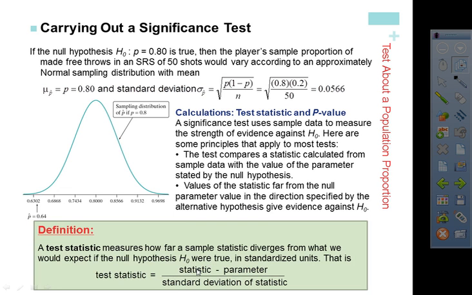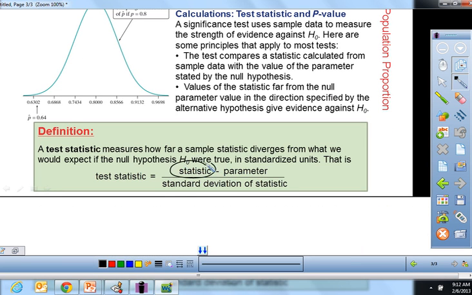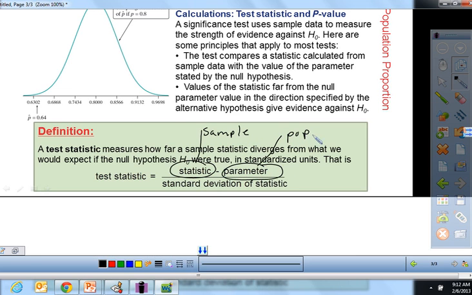You take your statistic, right? We all know the statistic comes from the sample. So you're taking the sample value minus the population value. And this population value comes from the null, so you can put H naught, that's what that is, over the standard deviation of the statistic. And we're going to get into what the standard deviation of the statistic is.